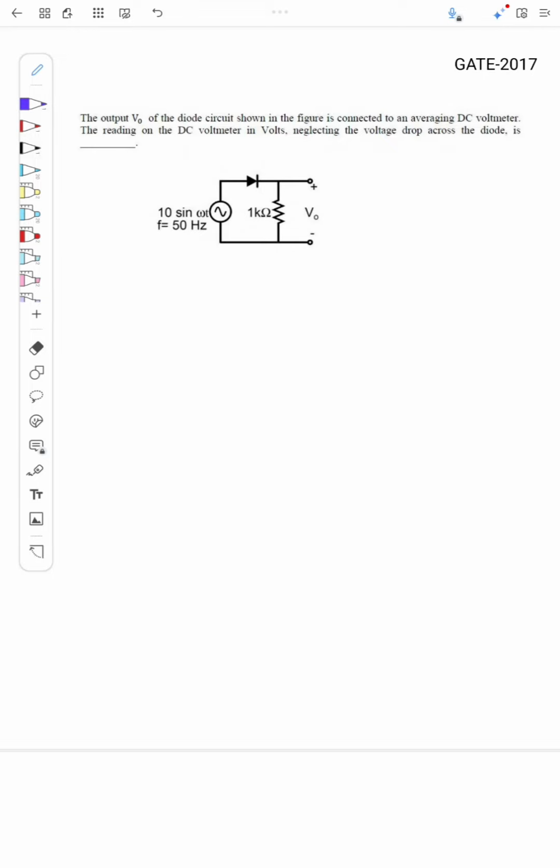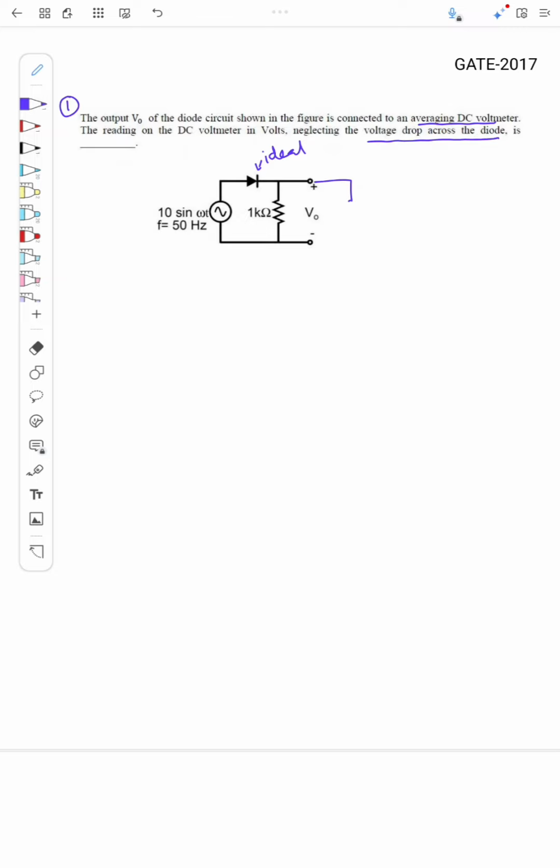Yeah, so this is a question from GATE 2017. The question is, the output voltage V0 of the diode circuit shown in the figure is connected to an averaging DC voltmeter. The reading on the DC voltmeter in volts, neglecting the voltage drop across the diode is. So since we can neglect the voltage drop across the diode, we can consider it as an ideal diode. And the question is, what is the DC output voltage which is measured by an averaging DC voltmeter, right?